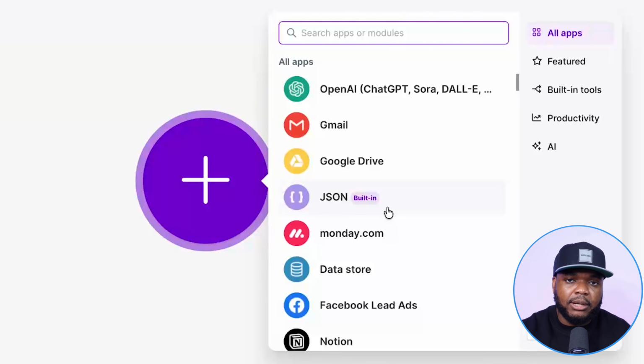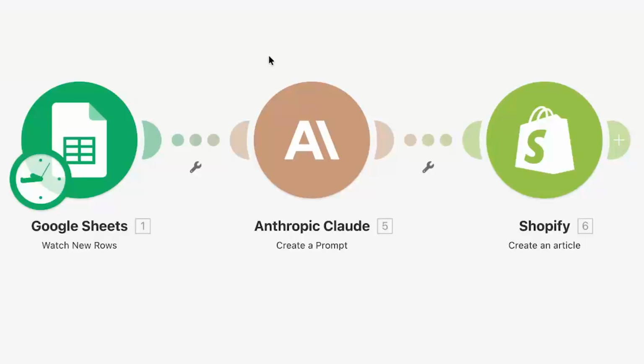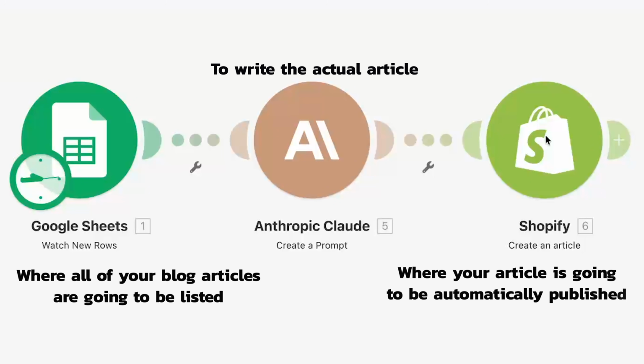And when it comes to using Make automation, it can get really complicated. It can get really sophisticated. But today I'm going to keep it very simple, and I'm going to be using around 3 or 4 different modules. Number one is going to be Google Sheets. The Google Sheets module is going to be where all of your blog articles are going to be listed. The second module is going to be Claude, which is of course going to write the actual article. And lastly, it's going to be Shopify, where your article is going to be automatically published.